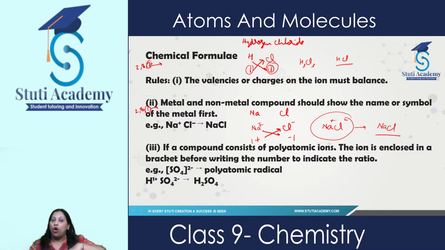Now, polyatomic ions. Here it has only sodium and only chlorine. Only one atom, one element is involved in each. But if it contains polyatomic ions, for instance SO4, here it contains S and O, 2 elements. So it is a polyatomic ion. So we always write that polyatomic ion in brackets. Okay. So this is the rule.